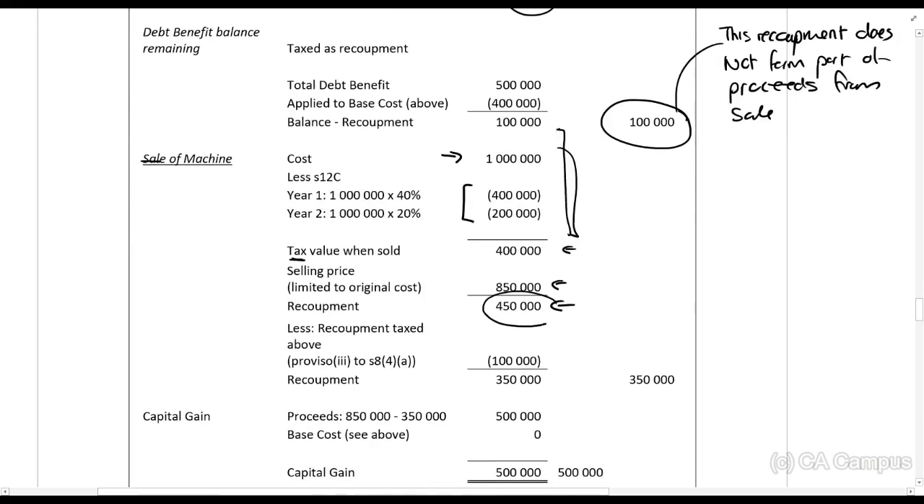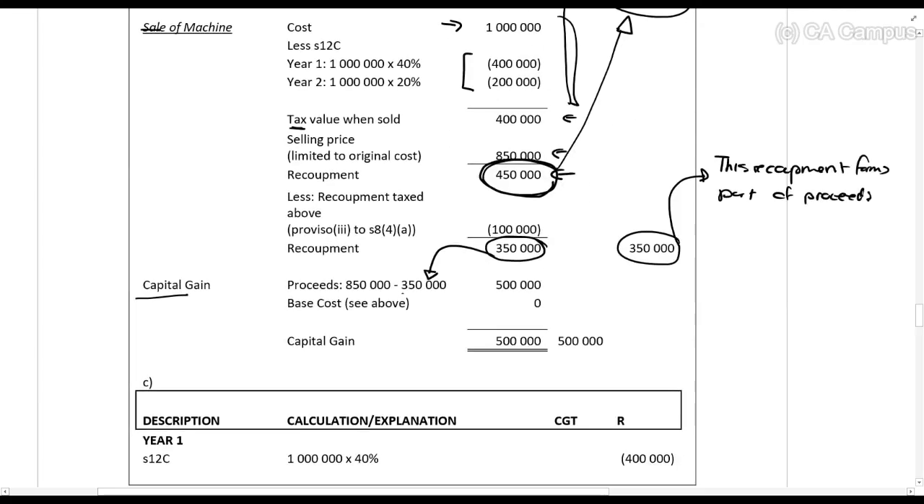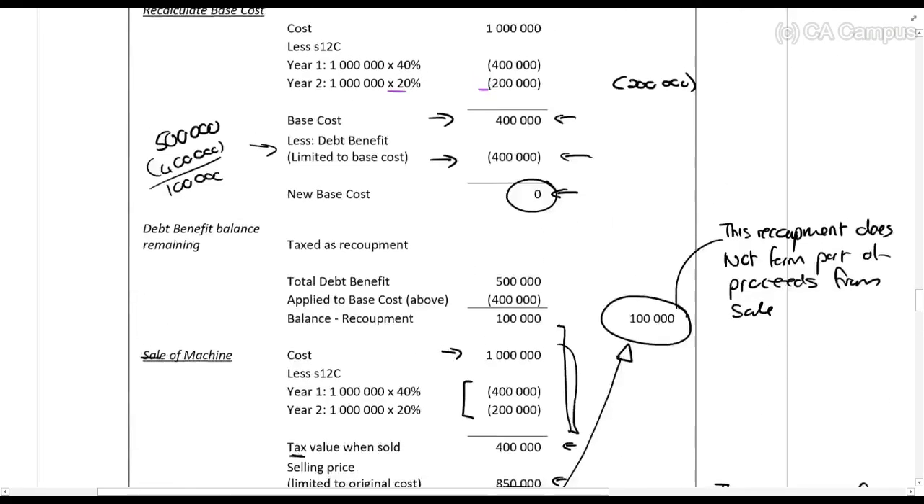Now I want you to just see that 450,000 rands recoupment there. 100,000 rands of that amount has already been taken into account. You can't recoup more than that. So we're left with 350,000. That 350,000 rands, this recoupment, forms part of proceeds. Now why is that important? Because when we do the capital gain, that amount gets deducted. 350 there, not 450. I'm going to take you back to A.